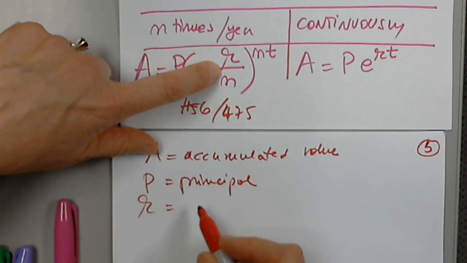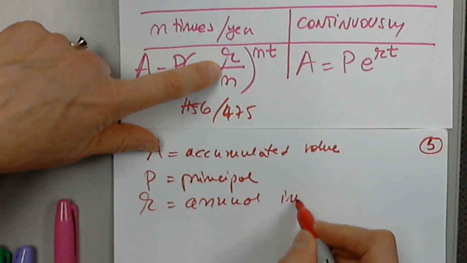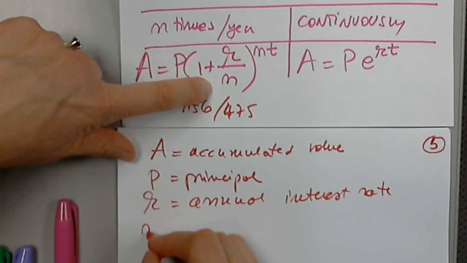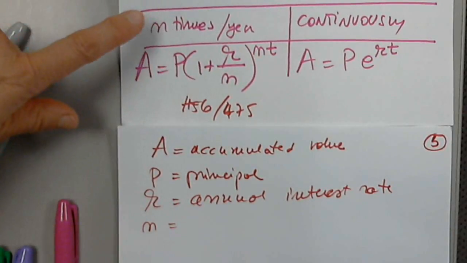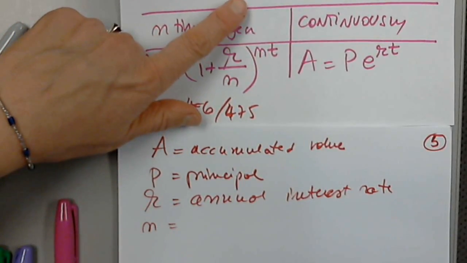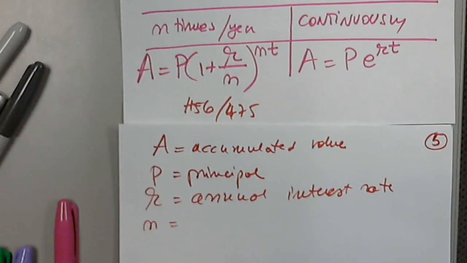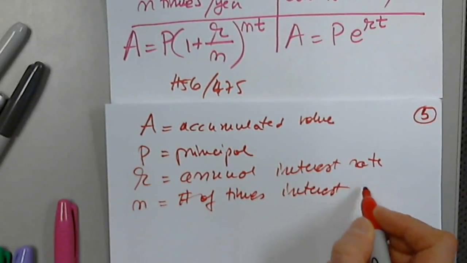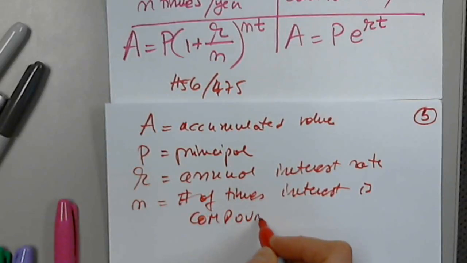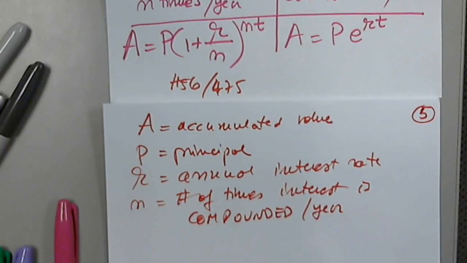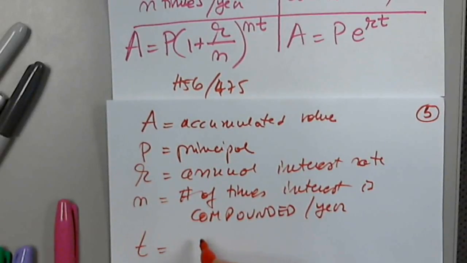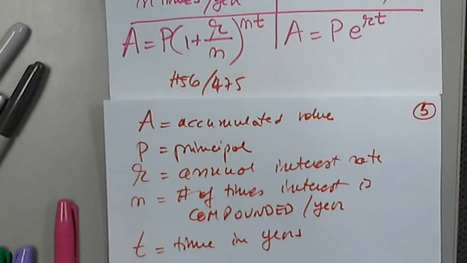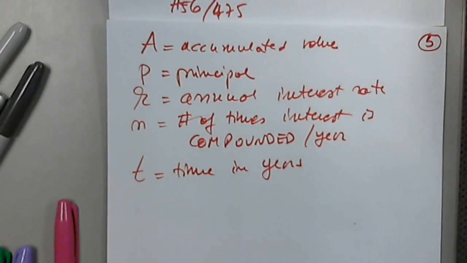R, little r, is the annual interest rate. Little n, we already know. What is the little n? The number of times the interest is compounded per year. And t is the number of years, so time in years. Very good. So now let's look at problem 56.